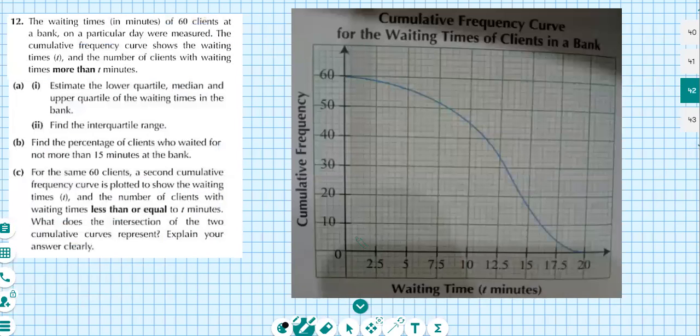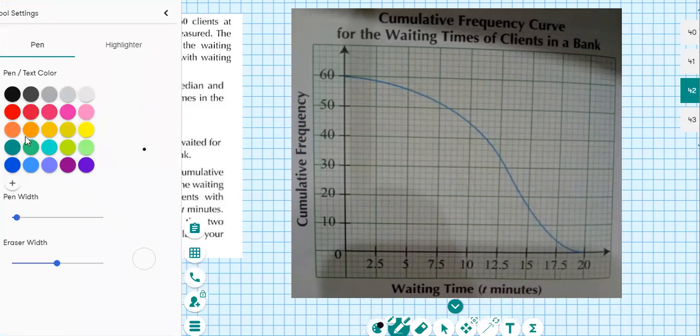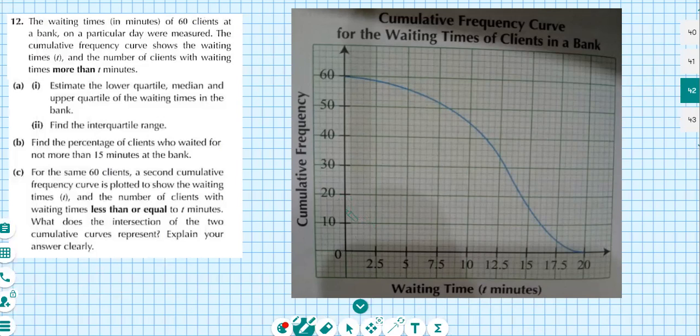So question number 12. The waiting times of 60 clients at a bank on a particular day were measured. The cumulative frequency curve shows the waiting time and the number of clients with waiting times more than T minutes. Estimate the lower quartile, median, and upper quartile waiting times in the bank. So, first step is lower quartile, 25% of 60 will be 15. So, let me see where this is 15.